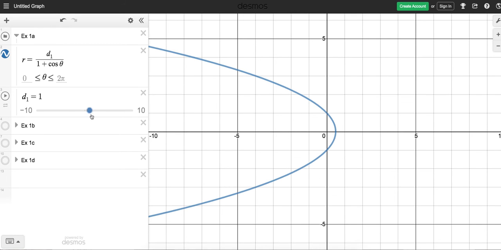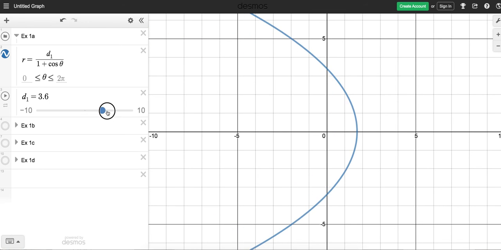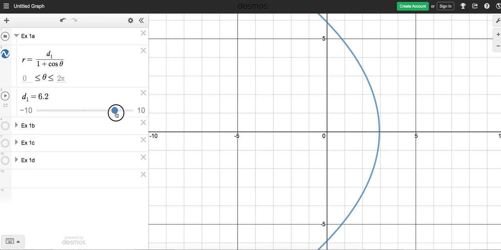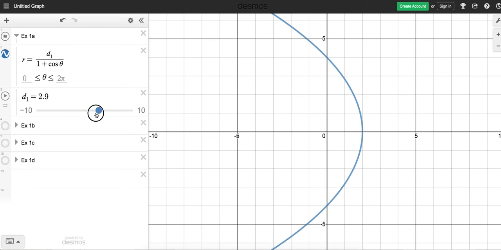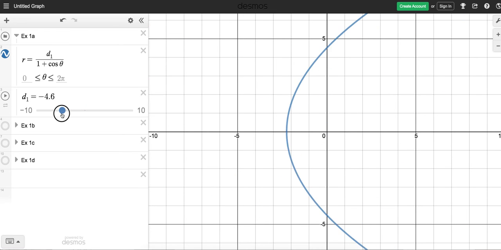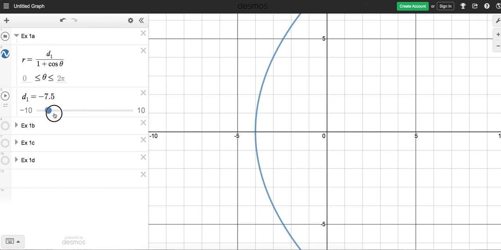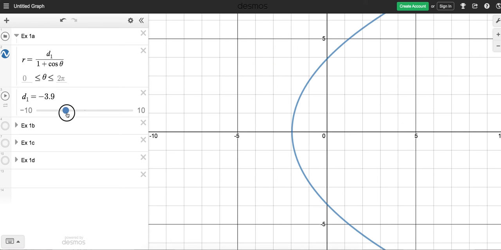As we adjust the value of d, for positive values of d, notice it's opening to the left and moving our vertex back. For negative values of d, it's going to open to the right, and the more negative d gets, the further to the left it pushes our graph. So here, when d is negative 4, we have a vertex at negative 2, 0, and notice our y-intercepts are at 0, 4 and 0, negative 4.